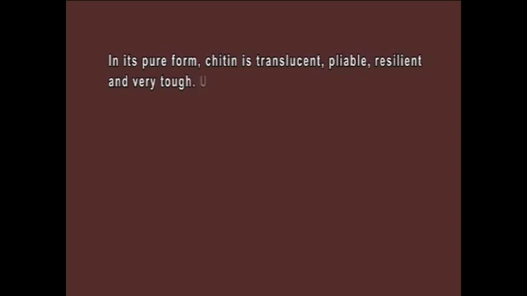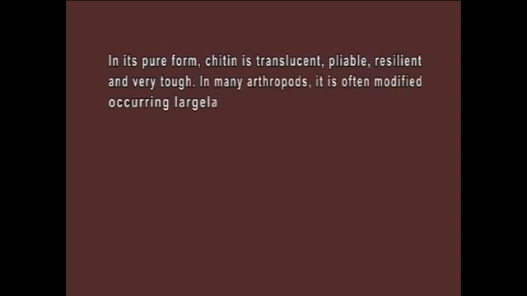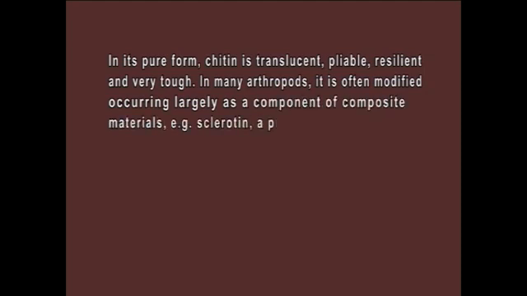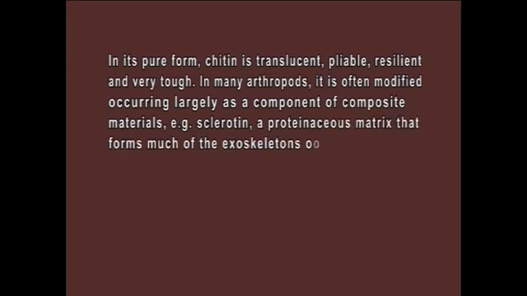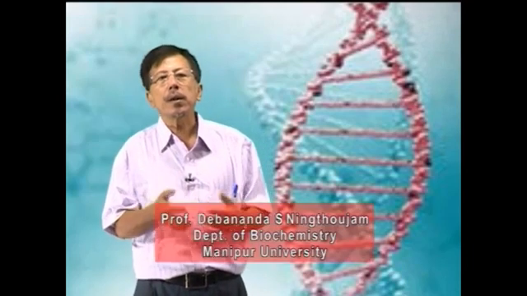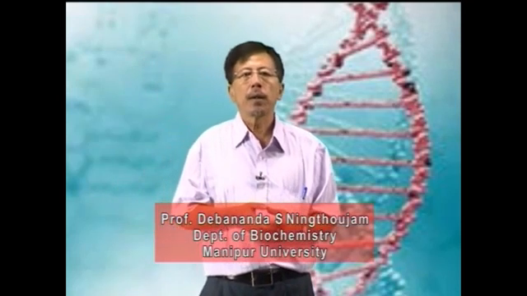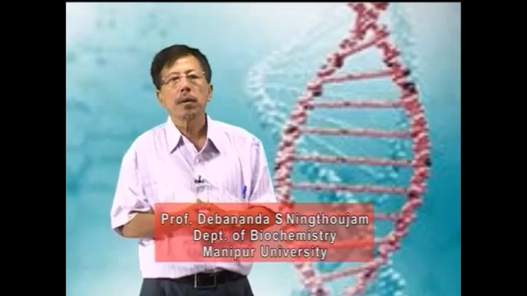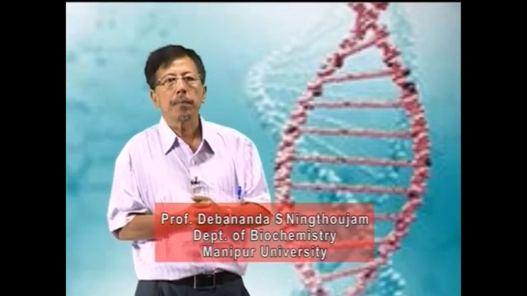In its pure form, chitin is translucent, pliable, that is flexible, as well as resilient and generally very tough. In many arthropods, it is often modified, occurring largely as a component of composite materials, for example, sclerotin, a proteinaceous matrix that forms much of the exoskeletons of insects. In crustaceans and mollusk cells, however, chitin forms a much stronger composite along with calcium carbonate.